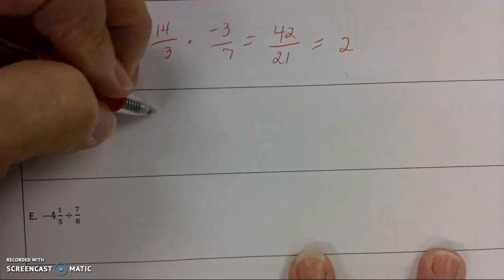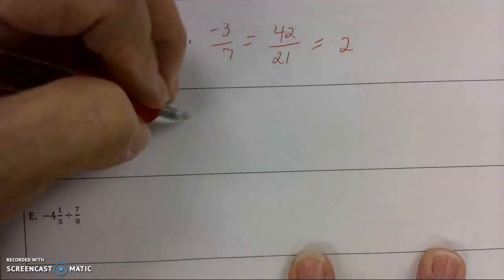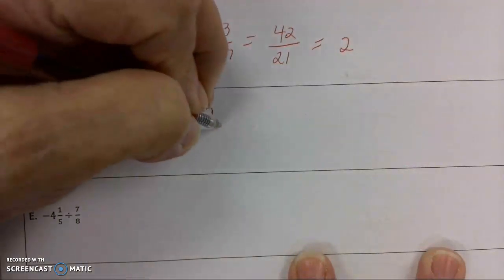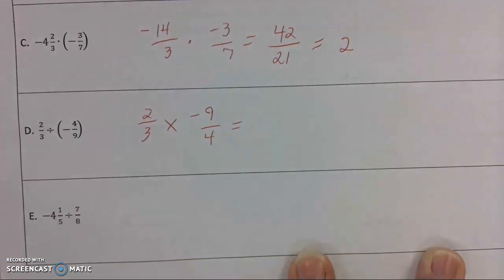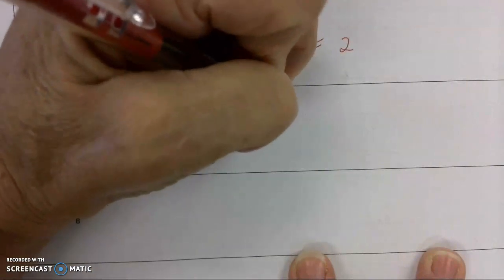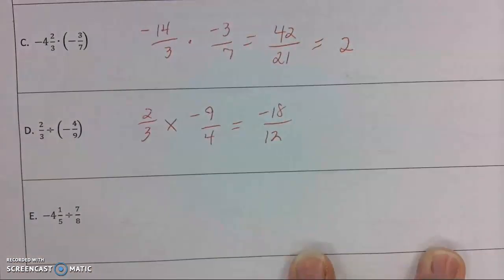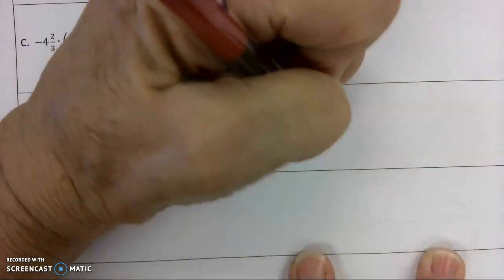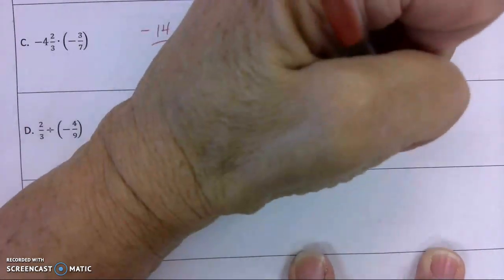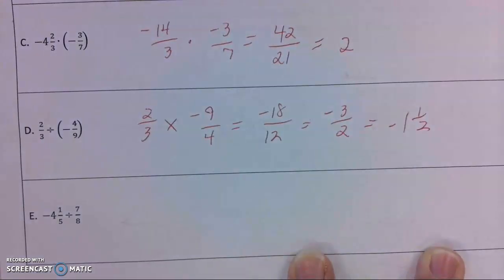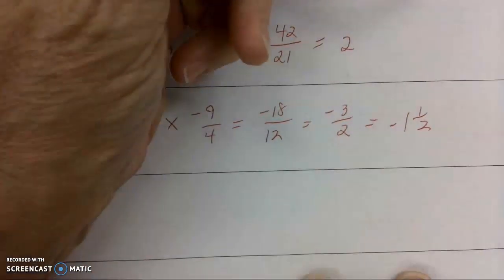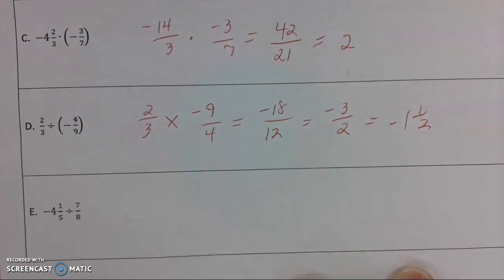Letter D. Both of these are proper fractions, so keep the first, change division to multiplication, flip the second fraction, and now multiply. 2 times negative 9 is negative 18. 4 times 3 is 12. I can divide both of those by 6. Negative 3/2, or negative 1 1/2. Again, you can leave it as an improper fraction or change it.